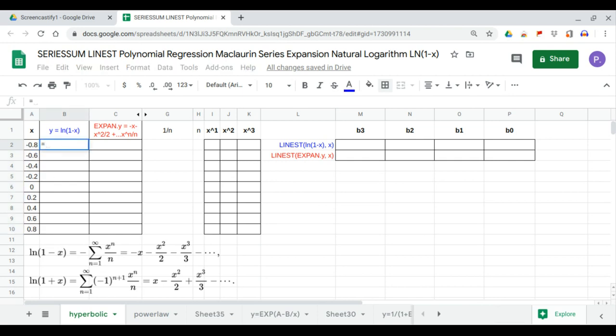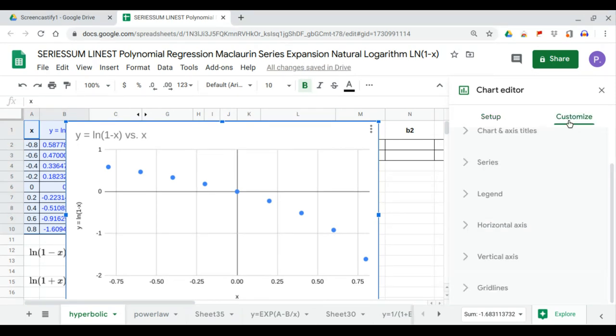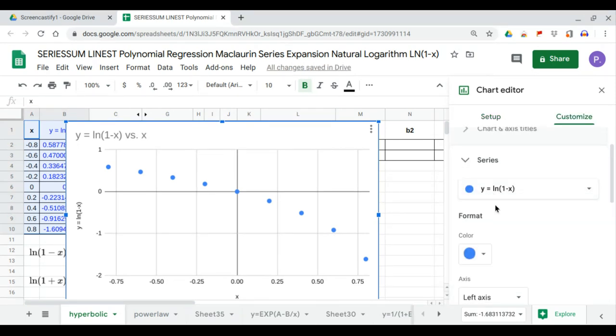So we have a formula for the ln(1 minus x) values. They are all negative except for this portion here. So we will show the chart and regress it to a suitable trend line.